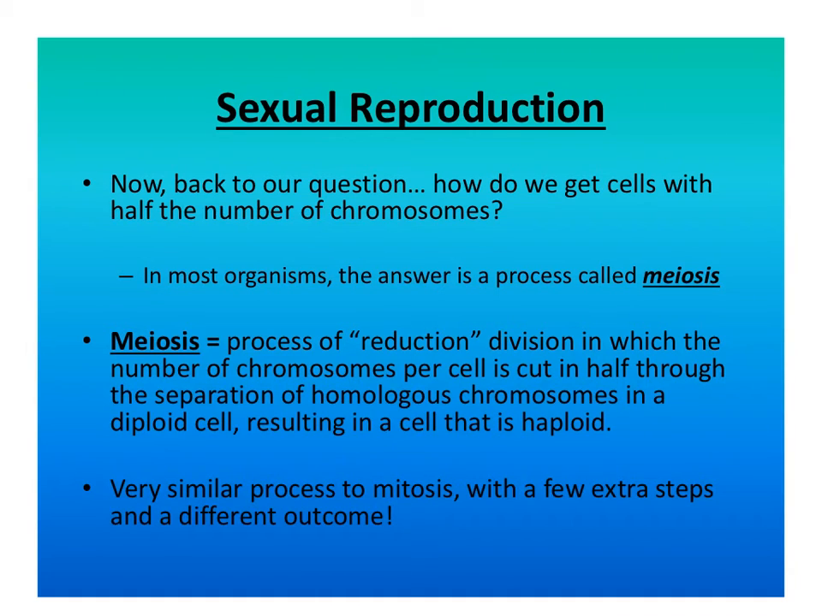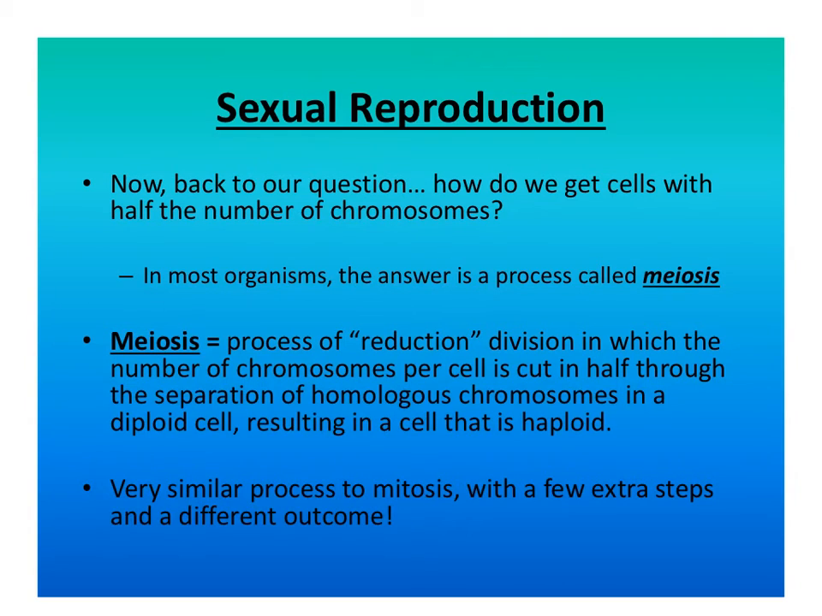Now, back to our question, how do we get cells with half the number of chromosomes? Or, in other words, how do we get haploid cells inside of a human? Because, spoiler alert, that's what we have, right? We have one type of cell in the human that is haploid, and that is the cell that you can donate or give during sexual reproduction to become part of that new organism.